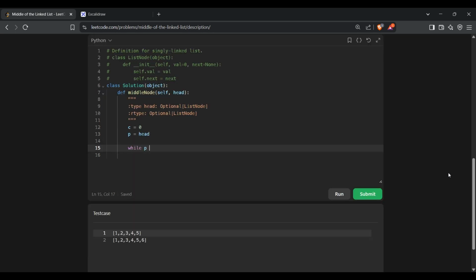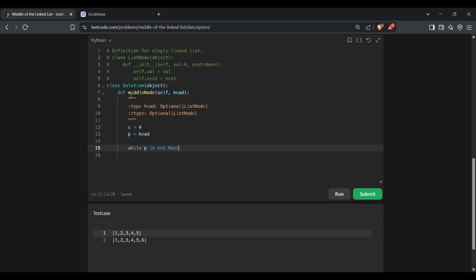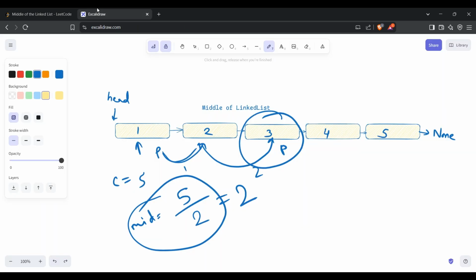Place p pointer on head and let's start. While p is not none, that means until p becomes none, it will move. Okay, it will count, it will increase its count, and p will go to its next element, p dot next. Okay, therefore after this while loop, we will have the total count of the nodes. Now what we will do is m equal to c by 2. Okay, this is this portion, middle.